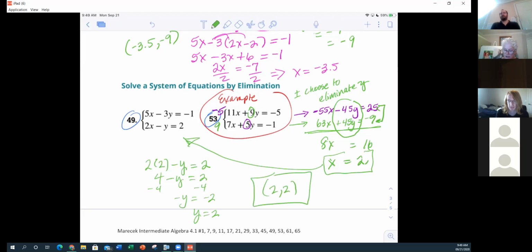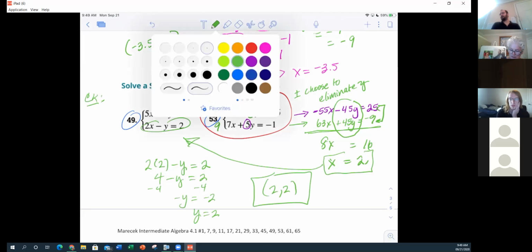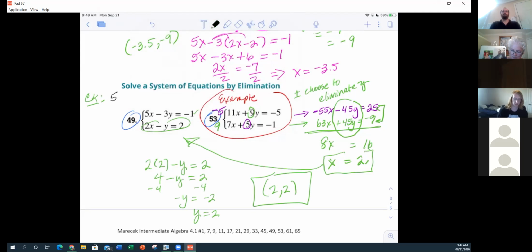And again, to check that, you would want to put it into the equation you did not use. So I used this equation to find the y value, so to check it, I'm going to check it in this top equation. So I'm going to say, does 5 times 2 minus 3 times 2 equal negative 1? And it doesn't. So what did I do wrong? 10 minus 6 is not negative 1.